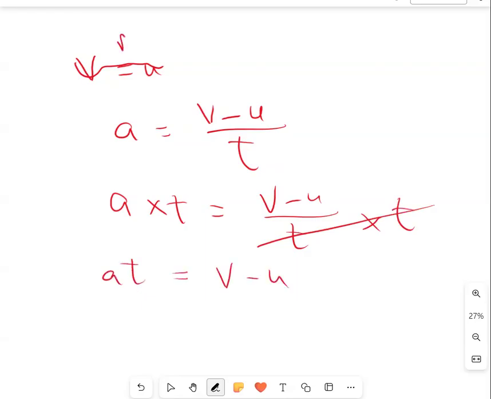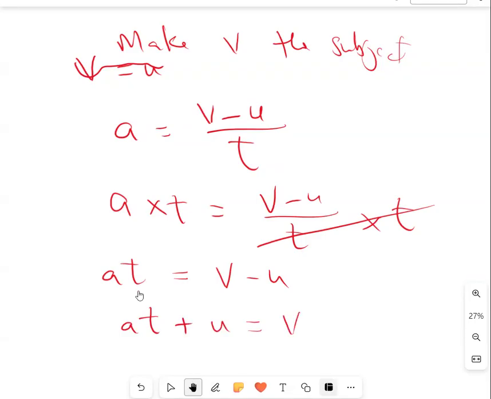Oh, sorry, we're making V the subject, right? So now this is connected by means of a minus sign here. You want to take this over there, you end up with AT plus U equal to V, right? Usually they write it like this: V equals U plus AT.